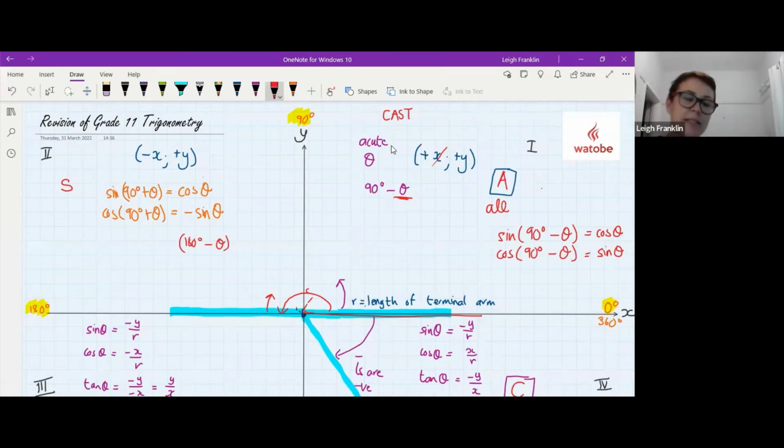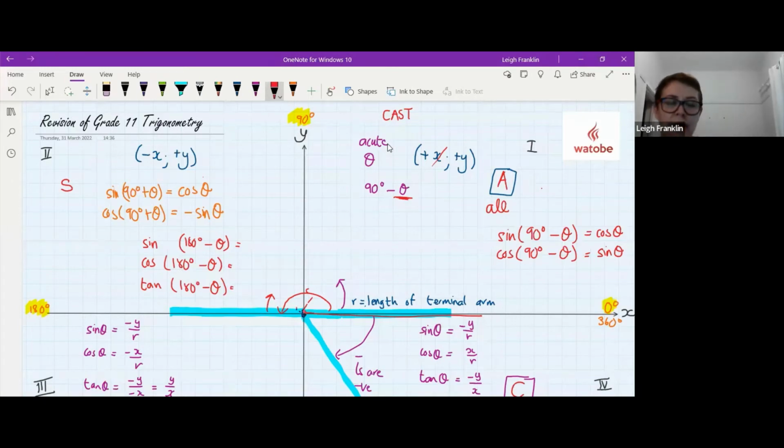Okay, so 180 minus theta is quadrant number 2. That's how we get into quadrant number 2, where all our obtuse angles are situated. And again, we can have the sine, the cos, the tan of this particular angle. So we've got the sine of 180 minus theta, the cos of 180 minus theta, and the tan of 180 minus theta. Okay, so again, the CAST diagram helps us with this. It helps us to remember which ratios are positive in which quadrant.